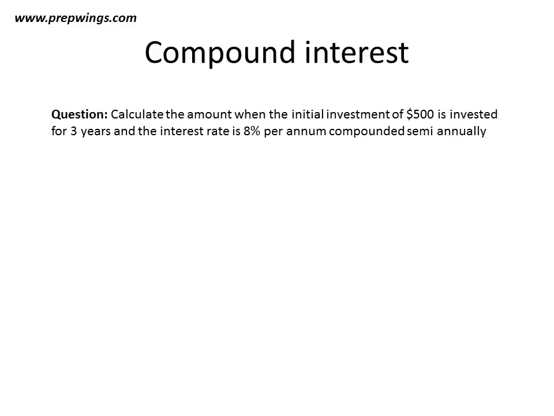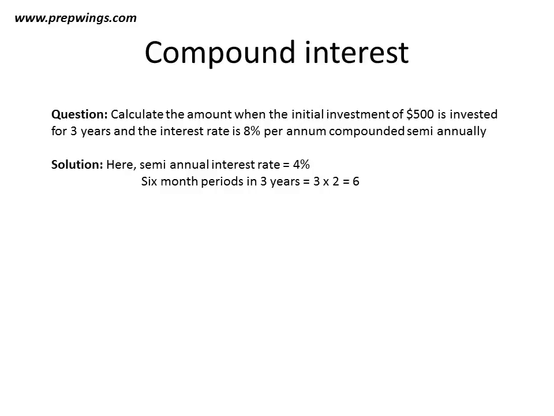The example says: calculate the amount when the initial investment of $500 is invested for 3 years at the interest rate of 8% per annum compounded semi-annually. So the compounding frequency is semi-annual over here. Our effective interest rate will be 4% now because the annual interest rate is 8%, so the semi-annual interest rate will be 4%. And in 3 years, there are 6 periods of 6 months because every year there are 2 six-month periods.